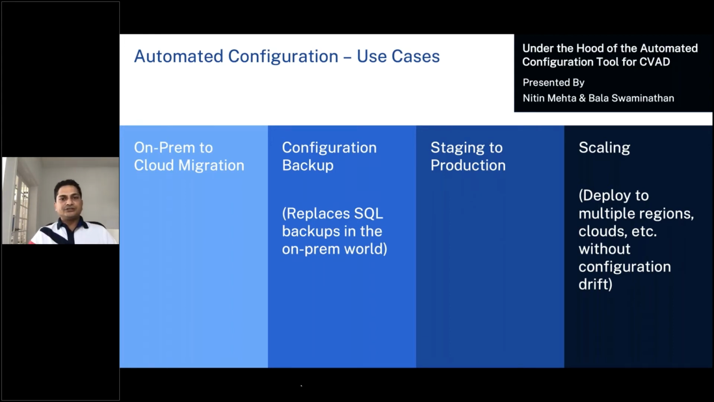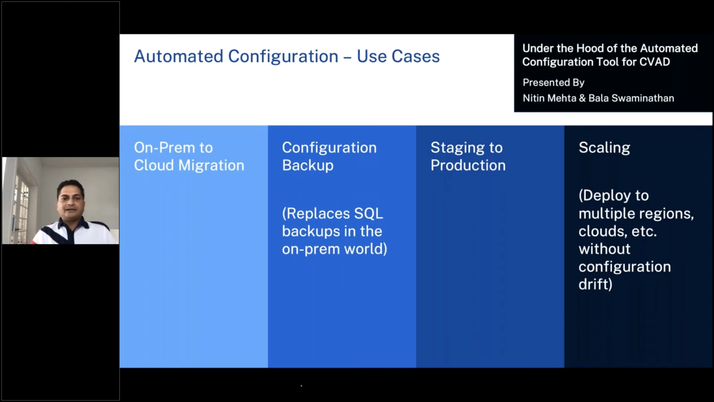Further, staging to production. Right now, I want to make a configuration change. I import my changes to a staging site, make sure everything works, and then take the same configuration to my production, and all of this is automated. So very low touch, faster to do. You get to a desired state much quicker.